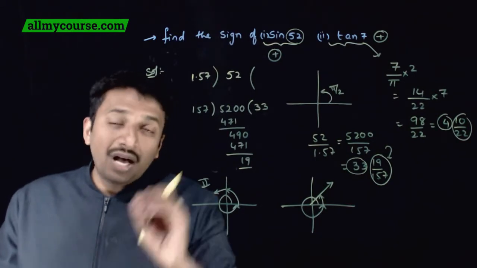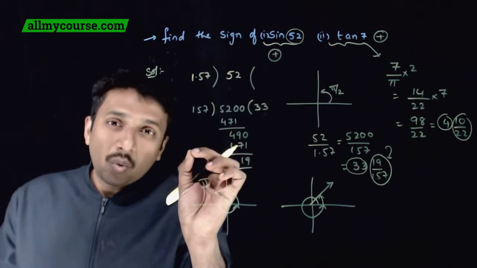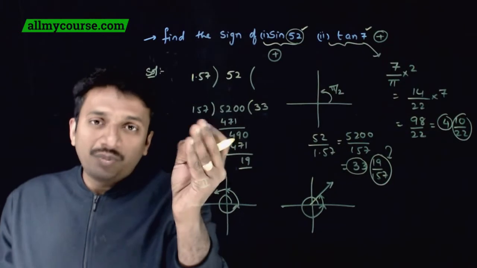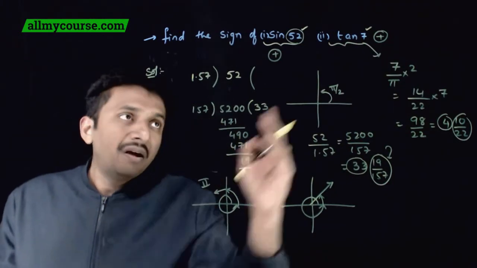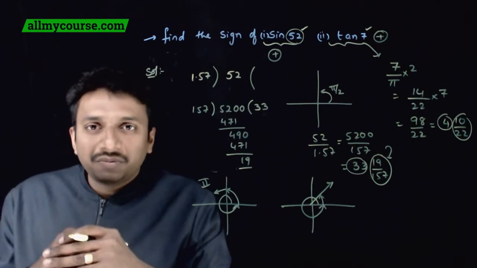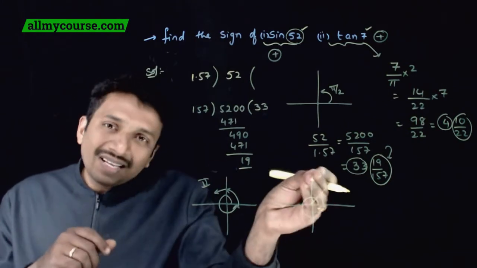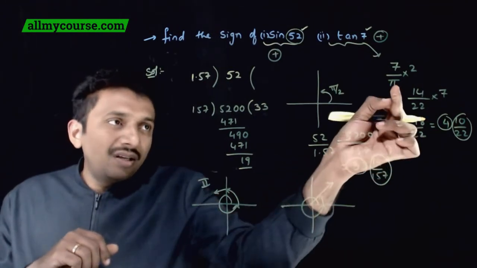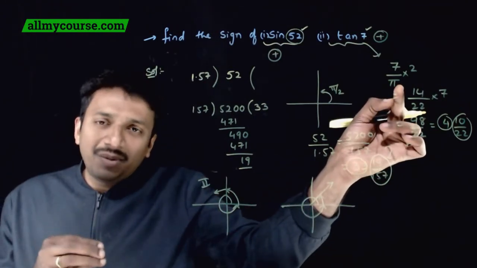I hope you have understood how to get the quadrant of a given radian angle. You can divide by 1.57 approximately, or you can directly divide by pi by 2. Anyway you're using approximation because you don't need the exact position. You just need the quadrant position. So if I use the approximate value of pi by 2, I get the answer.